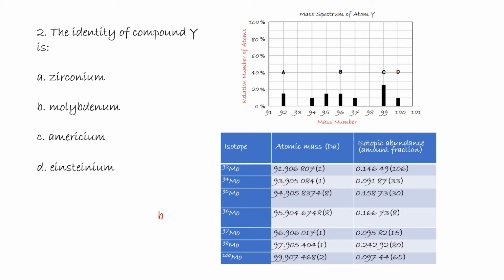Identify Y: zirconium, molybdenum, americium, and strontium. Well, checking with the periodic table, we will find that the correct answer is B, molybdenum. This element is molybdenum, and we check that, yes, that is the molecular mass of molybdenum, and these are the isotopes.